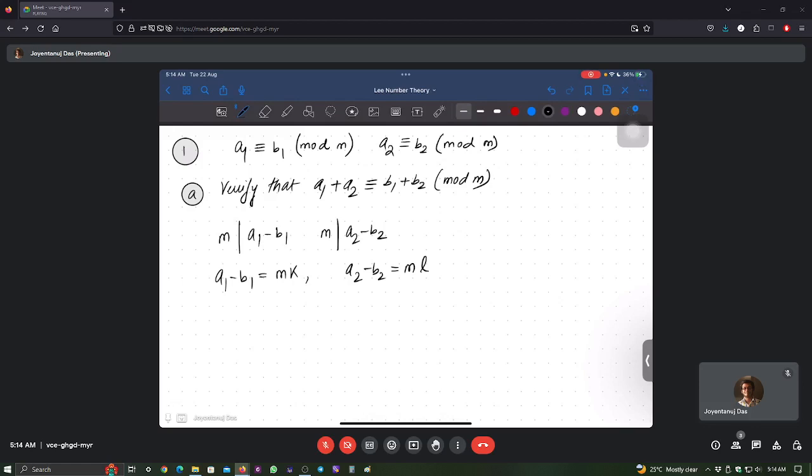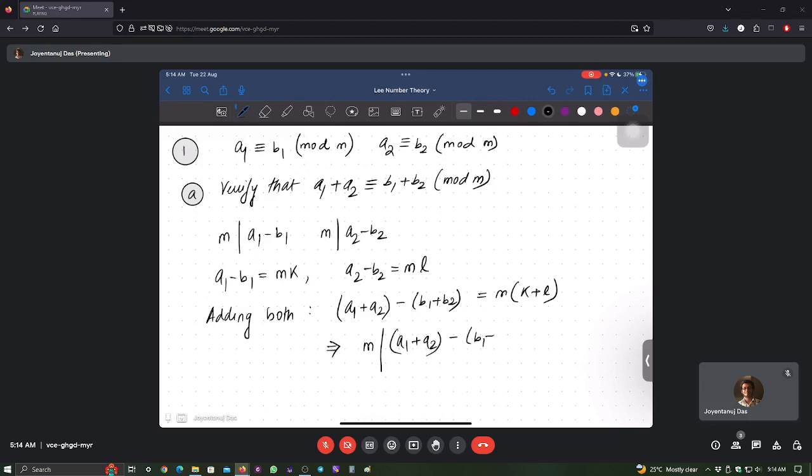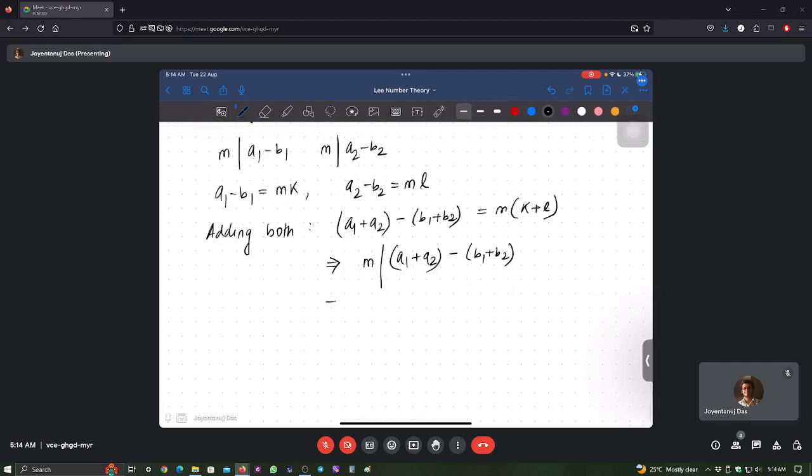Then maybe we can just add both of them. So what if we add? Adding both, we have A1 plus A2 minus B1 plus B2, and this is M times (k plus l). So I think this follows. It happens that M divides A1 plus A2 minus B1 plus B2. Hence A1 plus A2 is congruent to B1 plus B2 modulo M.